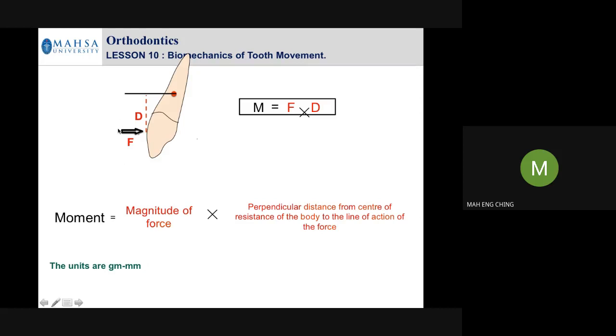So the S is the force, the dark arrow, and there's a distance from the force's direction or application point to the central resistance. This is called the distance. So the moment means the magnitude of force times the distance. That's how we quantify the moment. The unit is usually milligram times millimeter, because orthodontic forces are applied in milligrams. Milligram is very small.